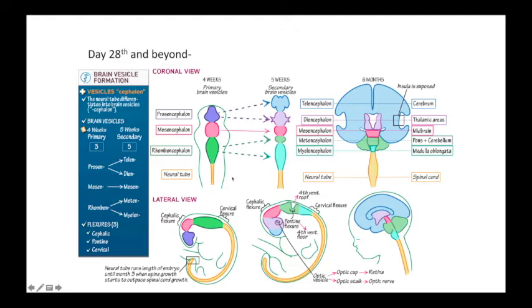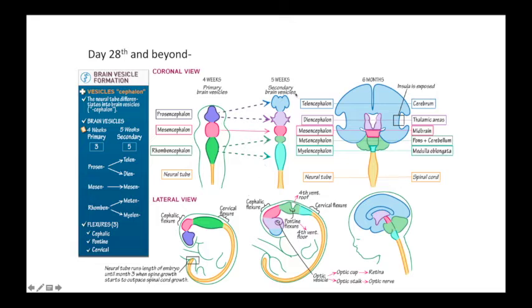At the same time, 2 flexures form. The first one is the cervical flexure that marks the boundary between the rhombencephalon and the spinal cord. The other one is the cephalic flexure, which is located at the midbrain region.